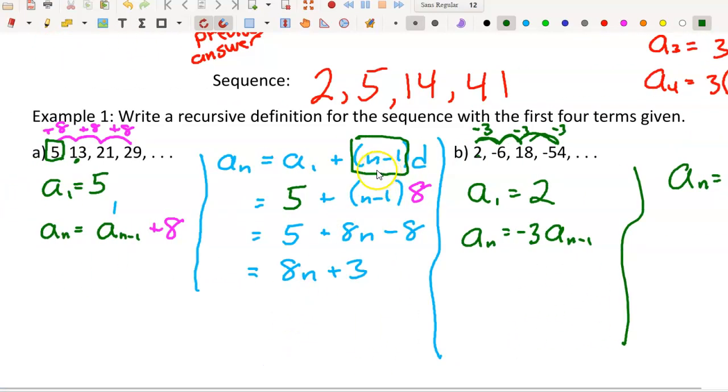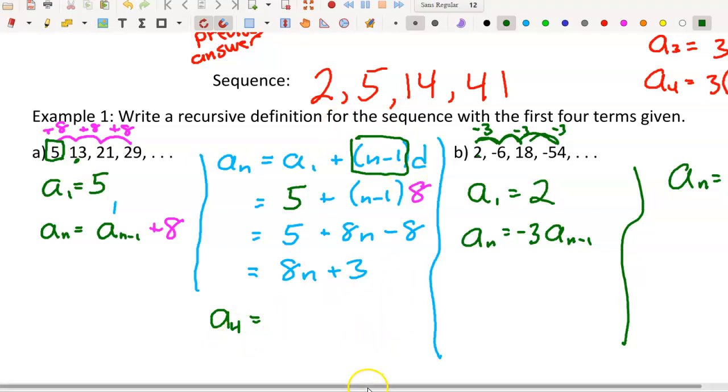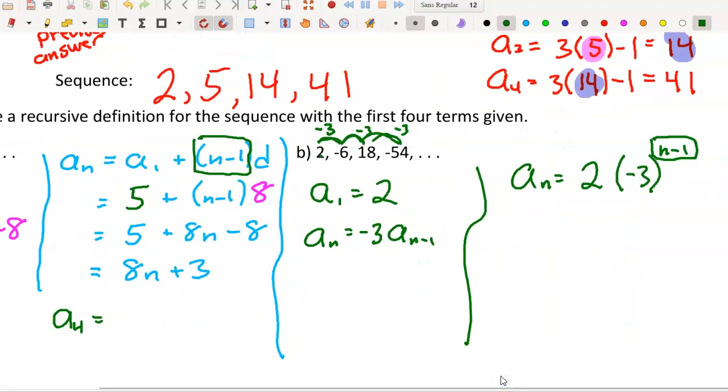Same thing here. In order to get from the first term to the fourth term, like if I want to find the fourth term here, I only have to add 1 less than that, like 8 plus 8 plus 8, 3 times. 1 less than the term I'm actually finding. So hopefully that makes a little sense on why these n-1s keep popping up over and over and over.